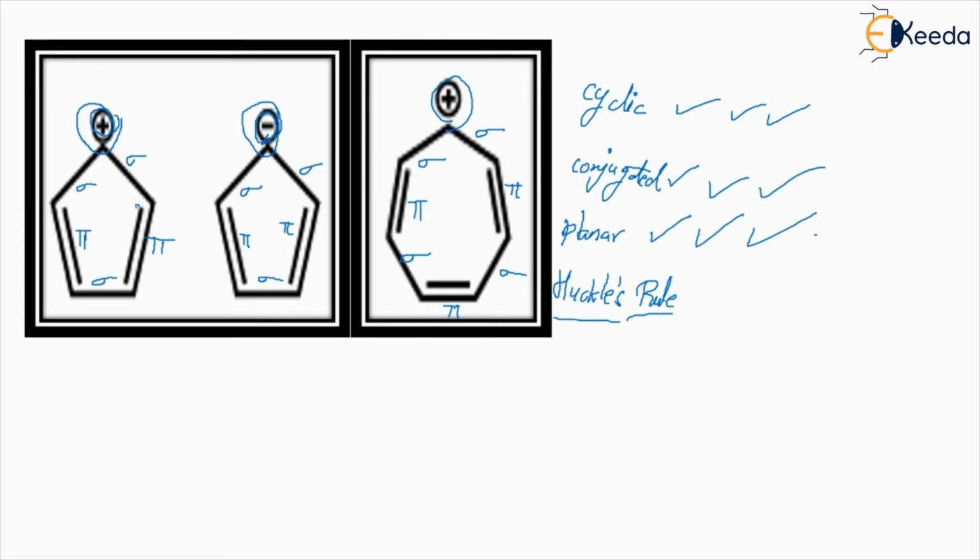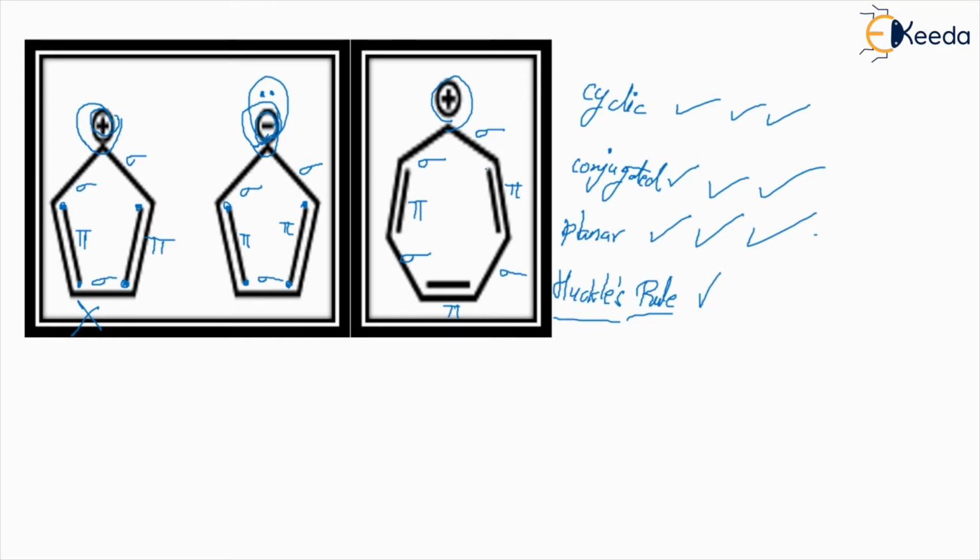Let us count over here. 1, 2, 3, 4. No, this is not aromatic. Let us count over here. 1, 2, 3, 4. And a lone pair is over here. 5, 6. Negative is nothing but a lone pair. So yes, this particular, the second one follows Huckel's rule.